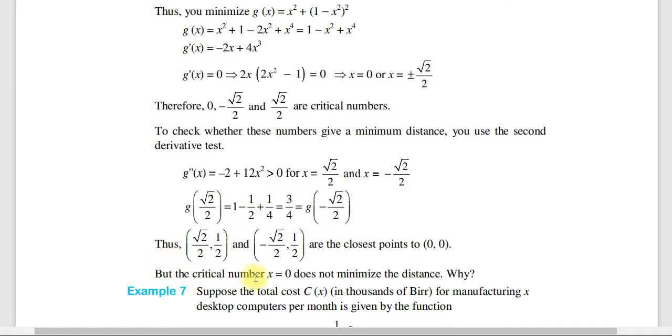But the critical number x equal to 0 doesn't minimize the distance.